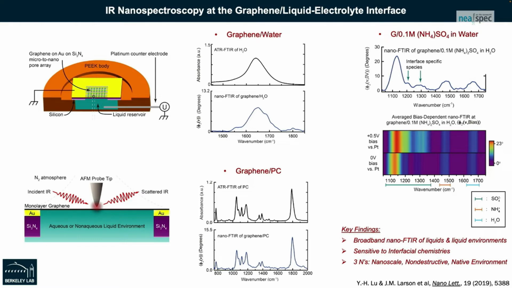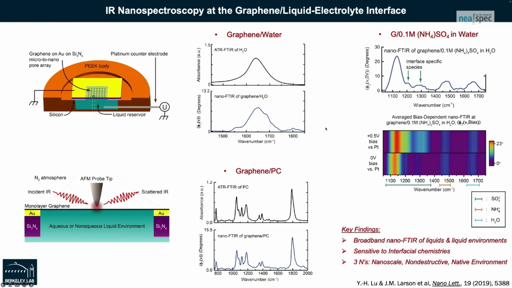And so what we found first and foremost was that when we took Nano-FTIR of a graphene interfaced with 0.1 molar ammonium sulfate and water, we found unique interface-specific species that were not ever recorded in the ATR-FTIR. Only the Nano-FTIR had them. And then excitingly, when we applied biases to these, they'd actually change in relative intensity, just like what's predicted in the electrochemistry textbooks.